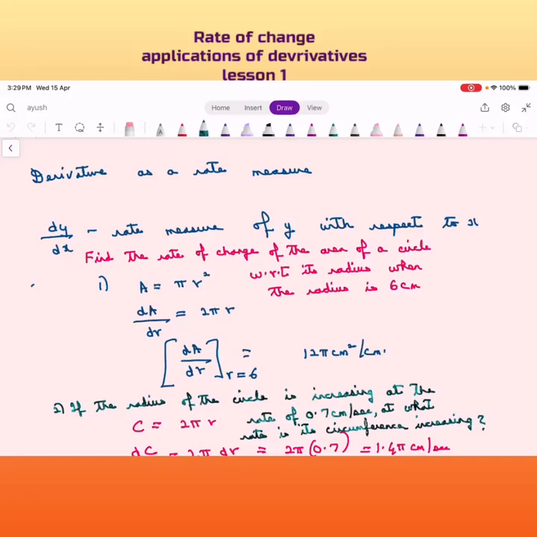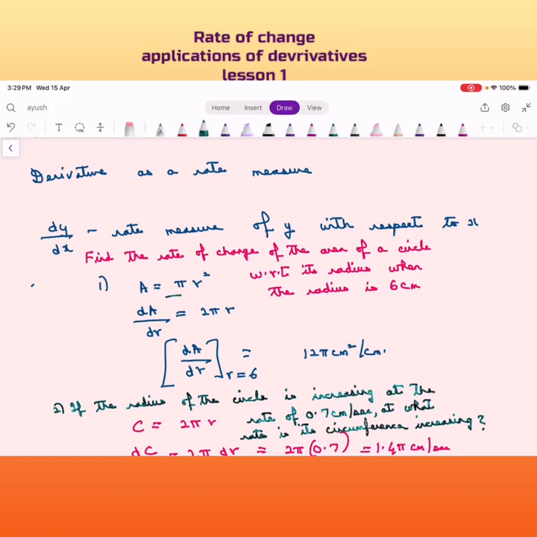measure of y with respect to x. So that's all that you need to remember. Starting with the first question, find the rate of change of the area of a circle with respect to its radius when the radius is 6 centimeters.